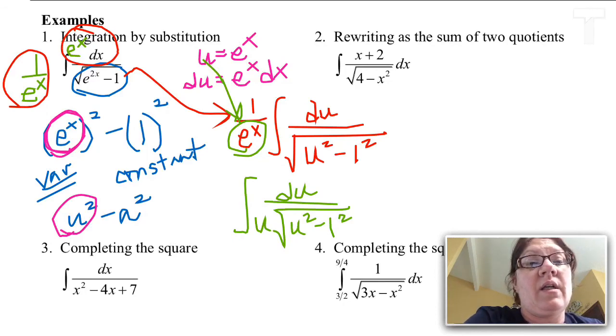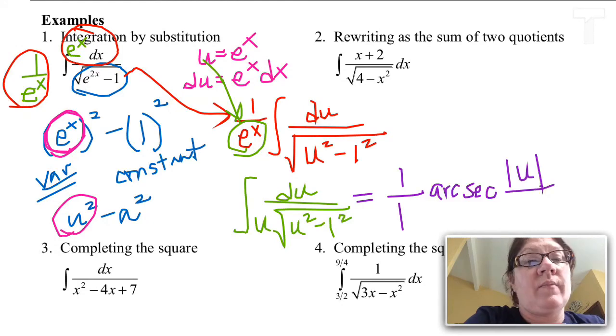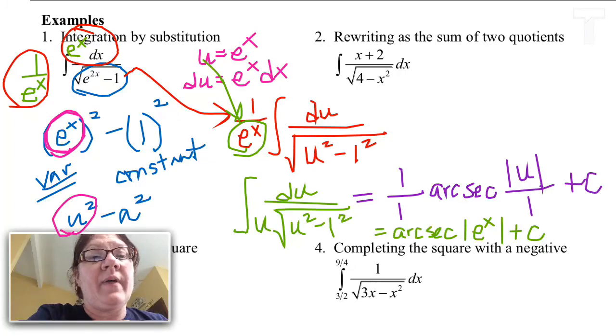which means this is going to end up giving me secant. So I'll have 1 over a, but a is 1. Arcsecant of absolute value of u over a, but a is 1. And here's my final answer.